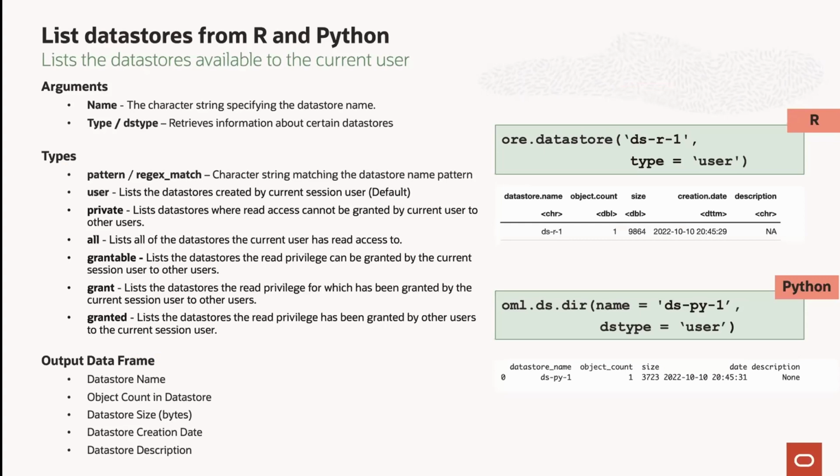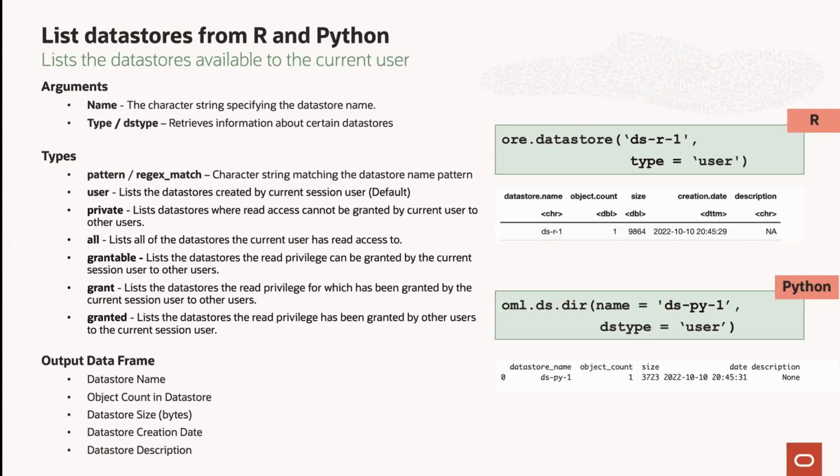So we can now view the contents from the data store that we just saved those models into. We can see that the models are now saved into their respective R and Python data stores named dsr1 and dspy1. And we can view those outputs here on the right.